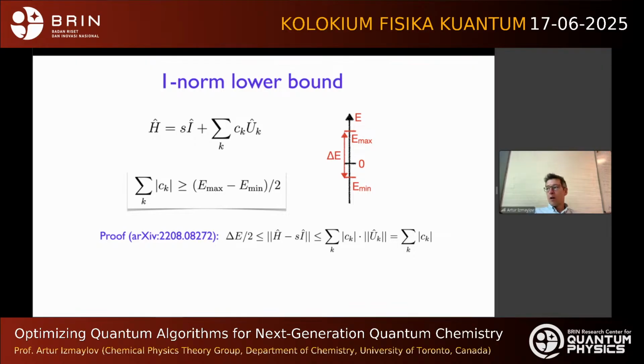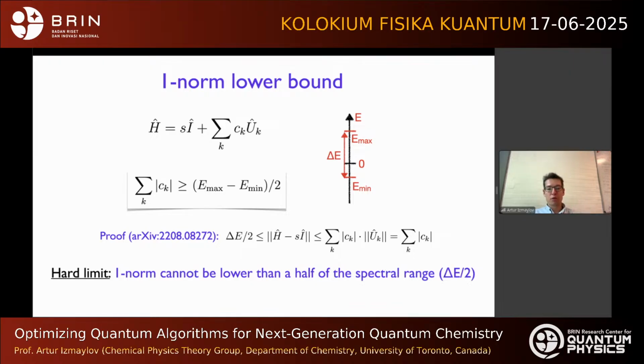We could go through that if you want, but at this point, just trust me that this works out. It gives us a very convenient quantity to work with, the spectral range, right? So if you have a Hamiltonian with a large difference between the largest eigenvalue and lowest eigenvalue, it will be difficult to present it as a low one-norm unitary combination. Linear combination of unitaries, right? So there's a hard limit.